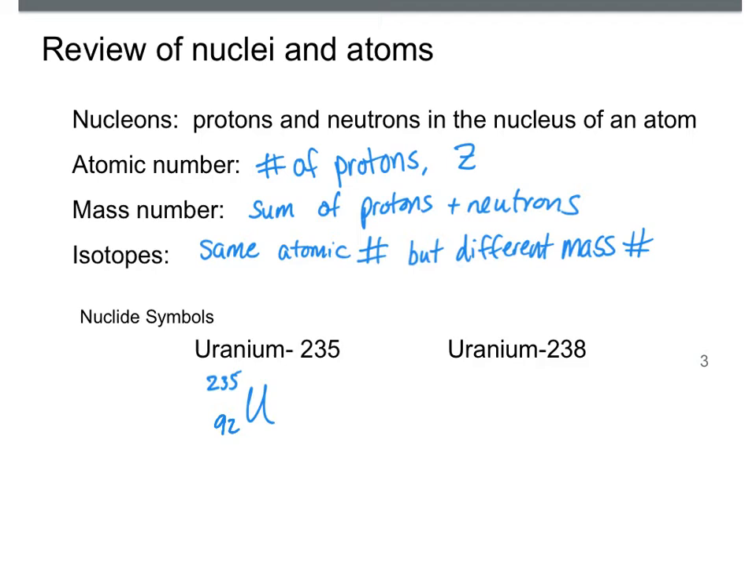And like I said, different isotopes are going to have a different number of neutrons, a different mass number. The protons, the atomic number stay the same. So an isotope of uranium that is uranium-238 is going to look like this.